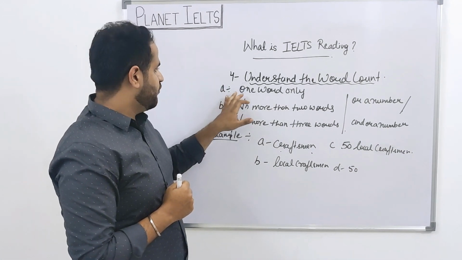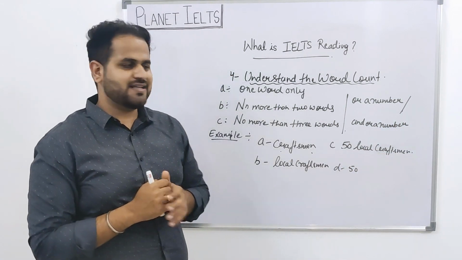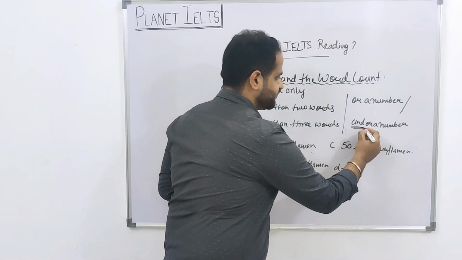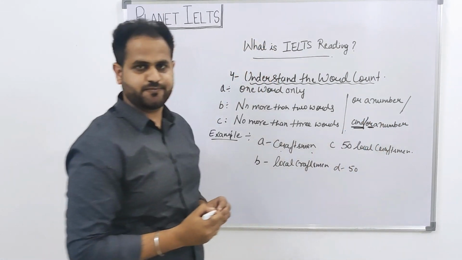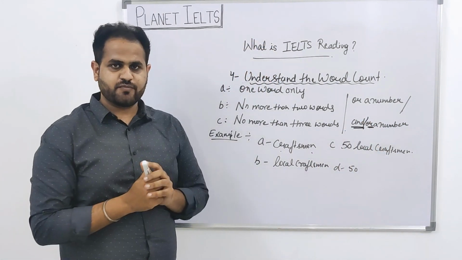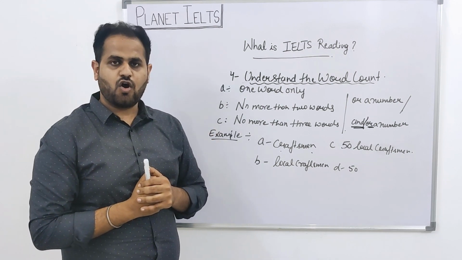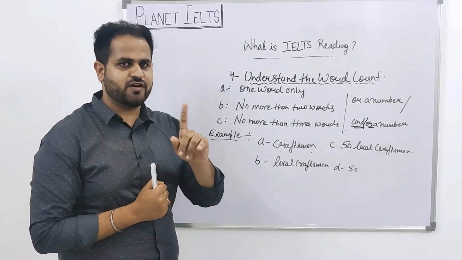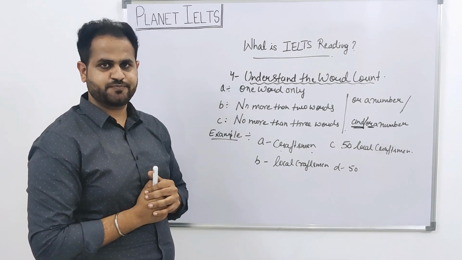Supposedly, it is written 1 word and or a number. Now it is written and or. Both the options are given. So your answer could be 1 word and a number, or your answer could be just 1 word, or your answer could be just 1 number.